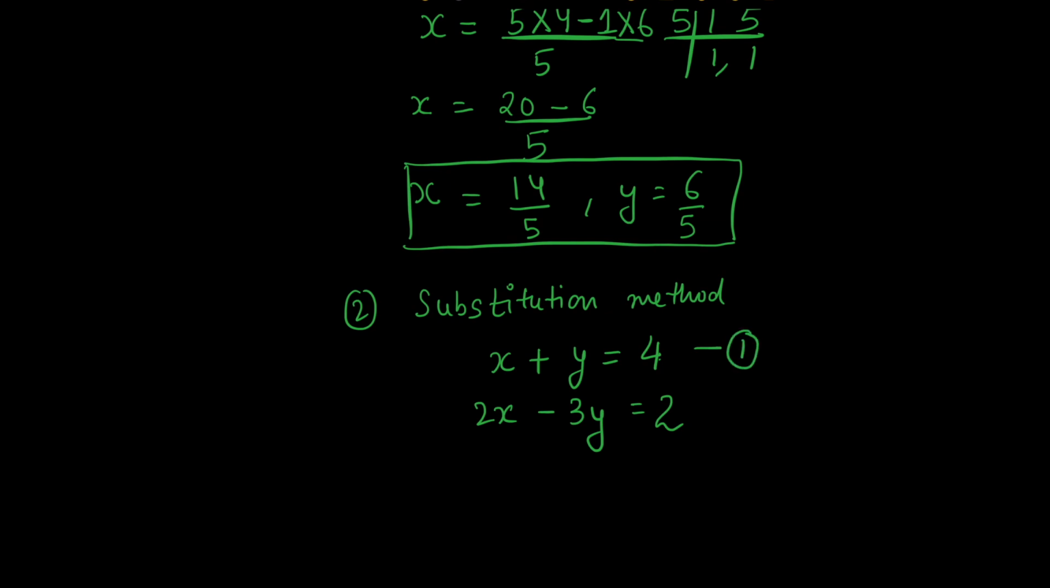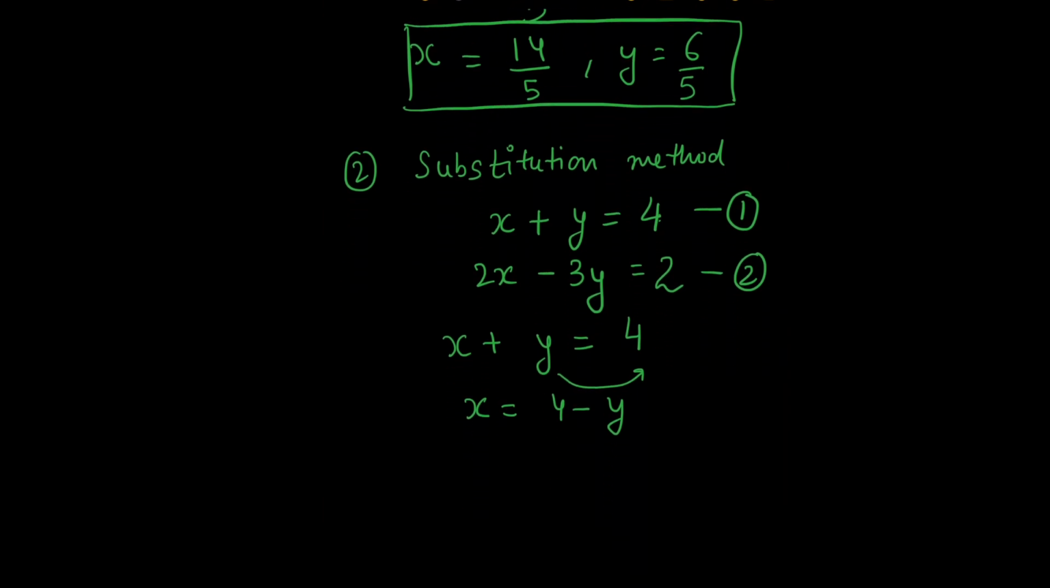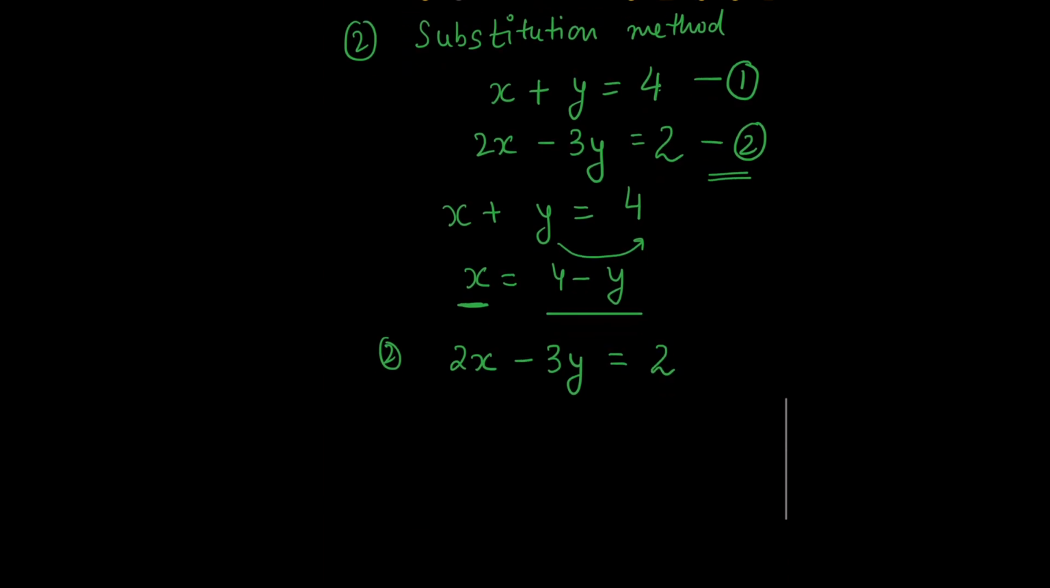Now let's say this is the first equation and this is the second equation. The first equation says x plus y equals 4. So if you put y on the right hand side, this becomes x equals 4 minus y. Now we will substitute the value of this x, which is 4 minus y, in the second equation. So what is the second equation? The second equation is 2x minus 3y equals 2.